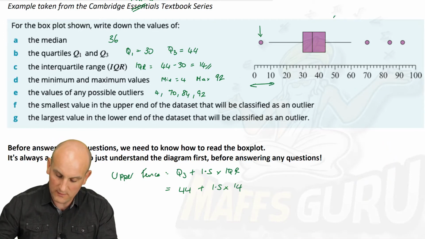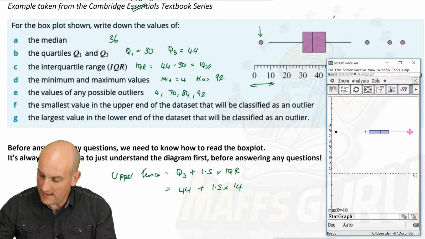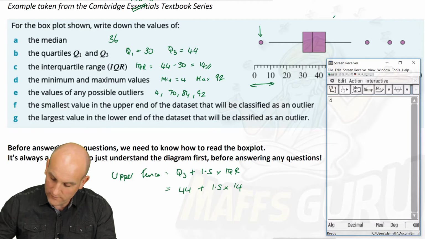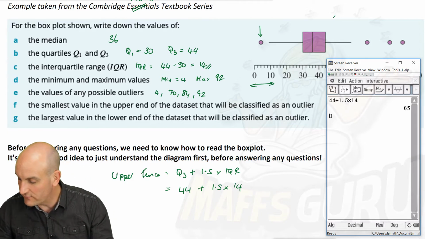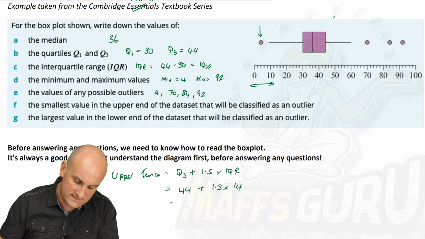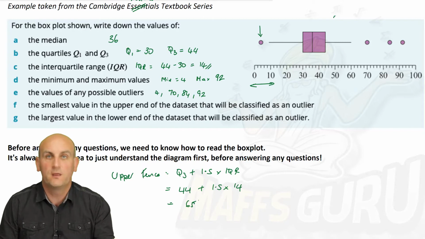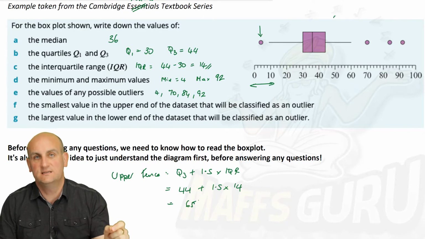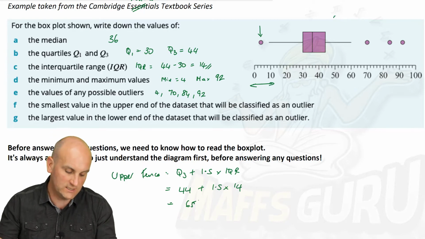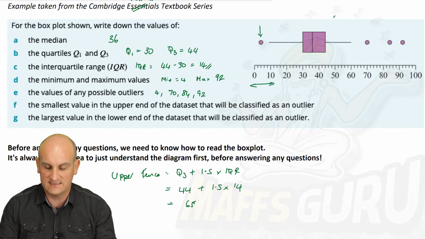So what I'm now going to do is load up my calculator and put it into the main mode. I'm going to do 44 plus 1.5 times 14, and that gives us a value of 65. So my upper fence is given by 65. What that means is any value bigger than 65 will be classified as an outlier. And part G, the largest value in the lower end of the data set that will be classified as an outlier.